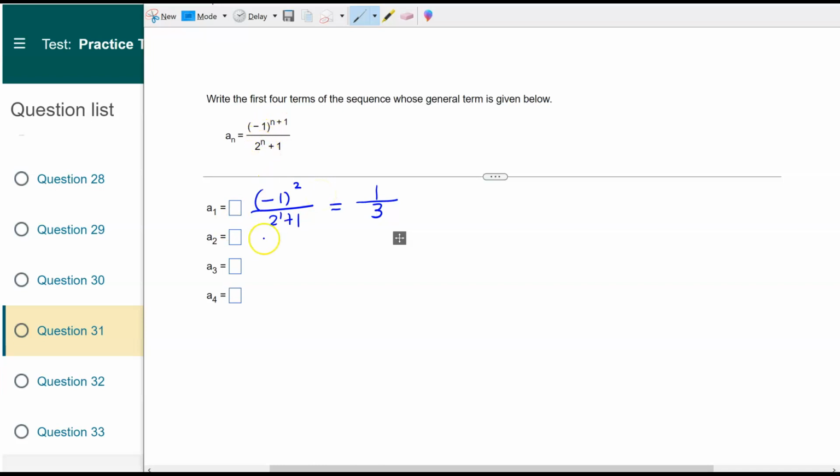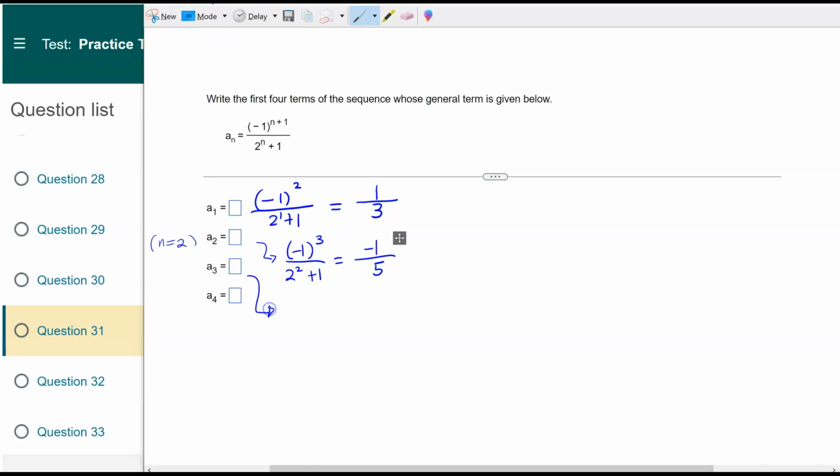Now for the second term, we have -1 raised to, so that is when n is equal to 2. When n is equal to 2, you have 2 plus 1, that is 3. So 3 all over 2 squared plus 1. This is equal to -1. If the power is odd, it's -1. So -1 over 2 squared is 4, plus 1 is 5.